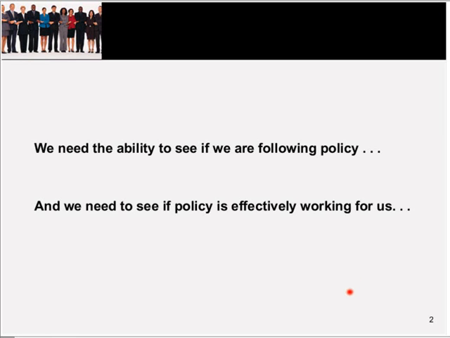And this is sort of the reason that we feel like this content is so important, because as you know, in clinical research, it's really important that we're aware of these two objectives. It's not only a compliance objective. We certainly need the ability to see if we're following policies, including the monitoring plans. But it's also really important to understand if the policy itself is effectively working for our organization. So we really hope that by applying the information that we're going to share over the next couple of hours, it will allow your organization to satisfy both of these goals.